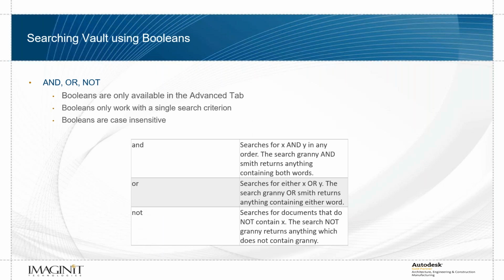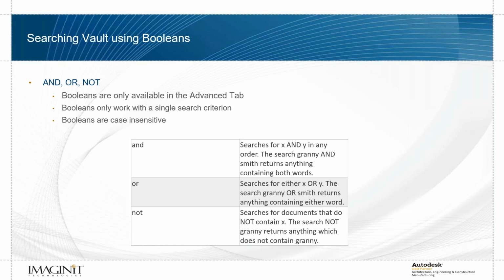Booleans are also case insensitive. A Boolean is and, or, not. So with and, if I'm looking for Granny and Smith, the search has to have both of those words, both Granny and Smith. The one I think is kind of interesting is or, and this is something I've looked for forever. For a long time, I thought, man, I want to be able to search for this part number or this part number. And there wasn't a good way to do that. There wasn't a good way to find that information.